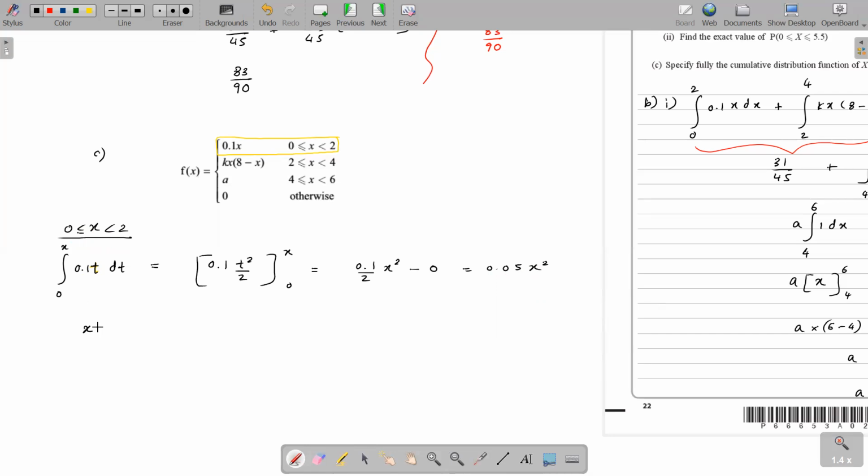So now let's get the CDF for x between 2 and 4. For x values between 2 and 4, what is the CDF? The PDF is kx(8 minus x), as I told you. Again, let's change the letter. So kt(8 minus t), with respect to t. I'm changing x to t. And for the limits, the upper limit should always be x. The lower limit in the second case is 2. So the lower limit is 2, and the upper limit is always x, where x can be any real number between 2 and 4.